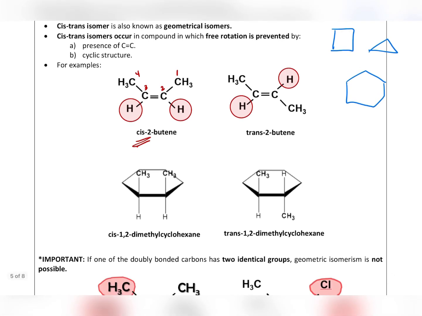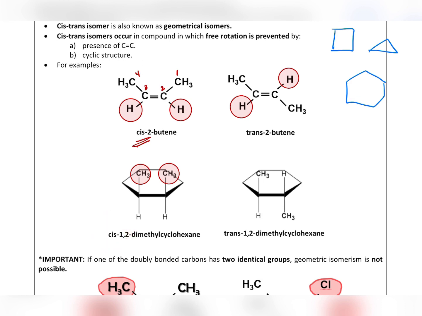Okay, next kita nak kenal pasti cis and trans dalam cyclic structure pula. Okay, dalam cyclic structure, for example, these two structure here. Okay, so as you can see, yang sama dekat sini, hydrogen pun sama, CH3 pun sama. So, kalau kita tengok CH3, so in this cyclic structure, both CH3 berada di atas. Okay, so maksudnya itu adalah cis lah.